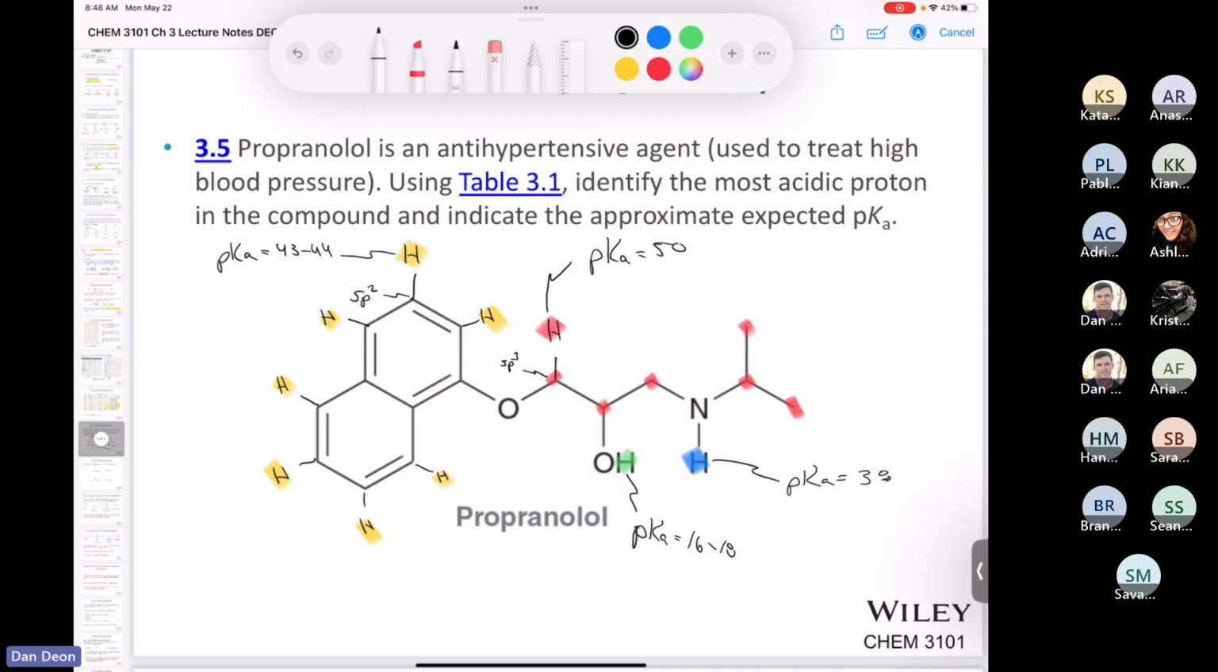Now, if you were going, well, come on, Mr. Dion, you're writing 43 to 44, 16 to 18. Now, is it unequivocal or what? Absolutely. It's unequivocal that this proton, the one in blue, definitely has the lowest pKa, and therefore it is the most acidic.